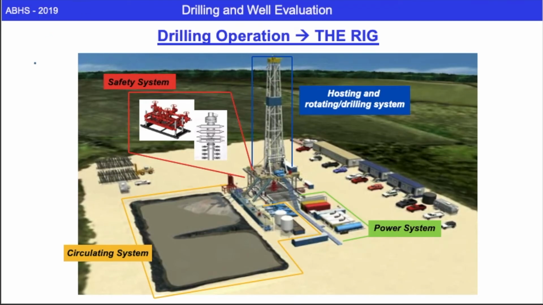And now we can move on to the drilling operation. To start off the drilling process, we should construct the rig for drilling operation. This is pretty much the layout for the drilling operation rig. It consists of the hoisting or the drilling system, the power system, the safety system, and the circulating system.